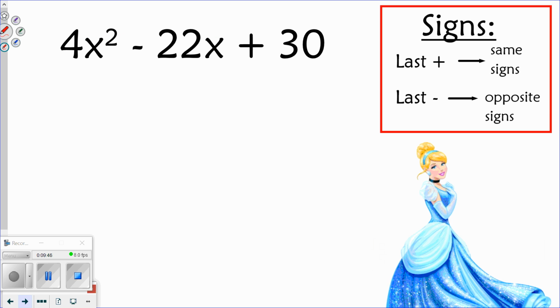4x squared minus 22x plus 30. Is there a GCF? Yeah. What goes into all of them? That's it? Just the 2? Yeah, okay. Sometimes you think there might be more, but in this case, there's not. So we'll take out a 2. So write down the 2, and then we'll divide that out. So what do we have left when we take out a 2? Beautiful.